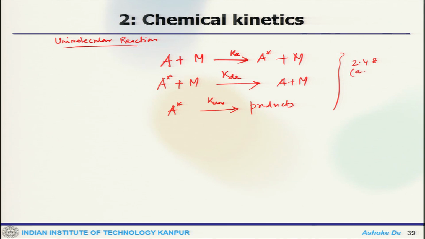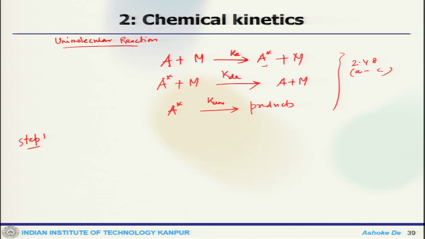So, essentially these are your 2.48 A to C. Now, in step 1, the kinetic energy which is transferred to A from M gives A increased internal vibrational and rotational energies, and it becomes an energized A molecule, A star.